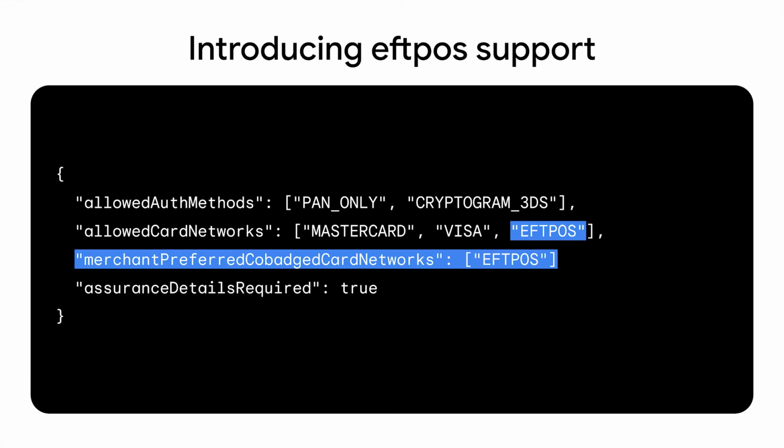We also have great news for our developers and merchants operating in Australia. We are officially bringing FPOS, the domestic payment network, to Google Pay API to help you further optimize your transaction processing. We recognize that managing transaction cost is a critical part of your operations.